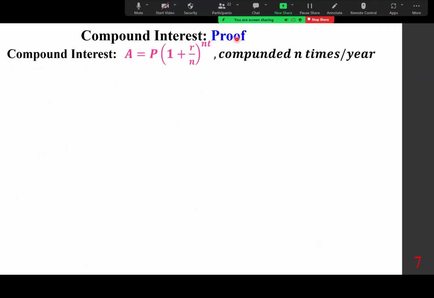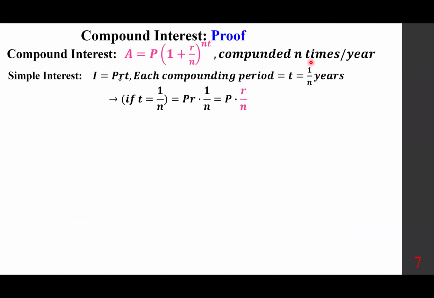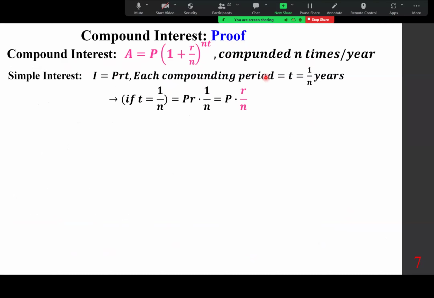Compound interest proof. We said compound interest is A equals P times 1 plus r over n to the power of nt, compounded n times per year. That's what we said. So let's quickly look at how it works. We know the simple interest I equals PRT. Each compounding period t equals 1 over n years.